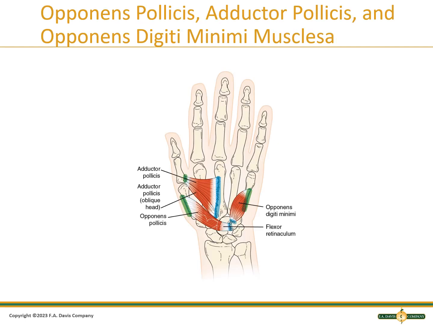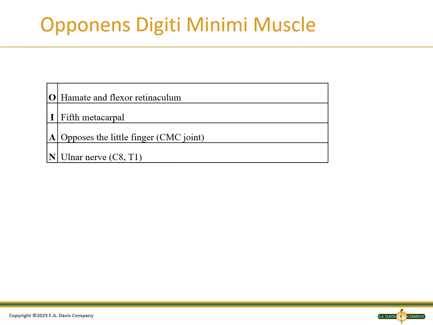Opponens digiti minimi sits in complement to opponens pollicis in the hypothenar eminence. Opponens digiti minimi originates on the hamate and flexor retinaculum to insert on the fifth metacarpal. Its action is to oppose the little finger, so again bringing it towards the thumb, causing motion at the CMC joint of the thumb, bringing them closer together, and it is innervated by the ulnar nerve, being on the medial side of the hand.